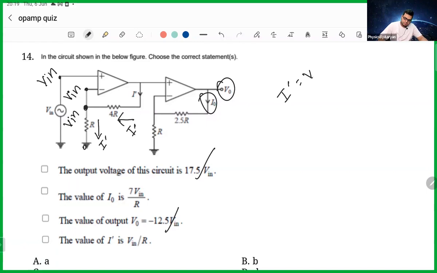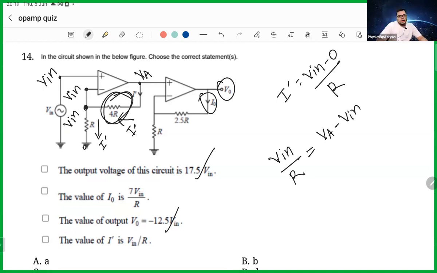And how you can find I dash? I dash is the voltage difference. So V input minus 0 divided by capital R. Okay. And if you know I dash, then you can know the voltage at this point, voltage at A. Because then you know that in this resistor also the current is I dash. And I dash is given by V input by R. But the current in this resistor should be written like this, VA minus V input by 4R. So from there you can find VA. And once you know, so first of all, this option comes out to be correct. Okay, so D is correct because I dash we calculated as V input by R.